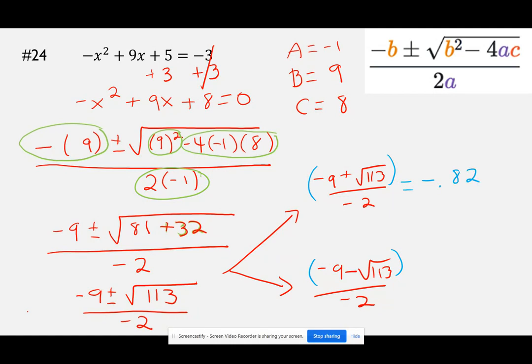Okay, so if we do this, -9 plus the square root of 113 divided by -2, you should get -0.82. I round just to the nearest hundredth. And then my second answer is going to give me 9.82, again, rounded to the nearest hundredth. So these are my two solutions. Because 113 was not a perfect square, I knew both of my answers are going to involve decimals.